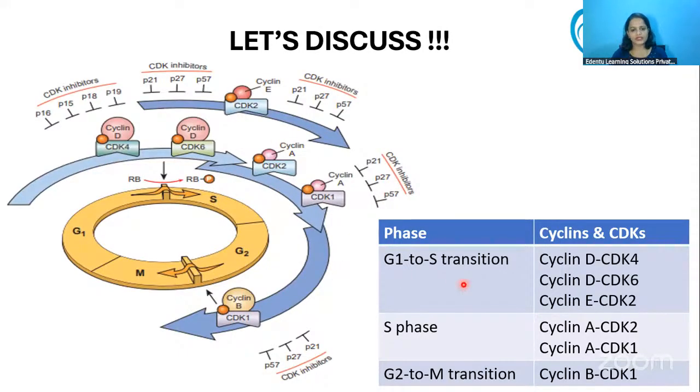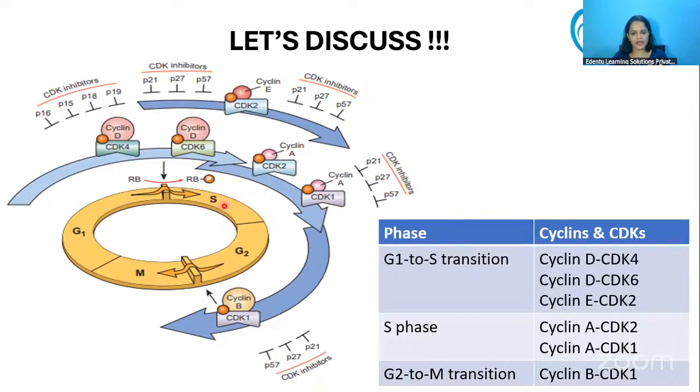So if you look at the G1 to S transition, the cyclins and the cyclin dependent kinases that are involved are cyclin D and CDK4, then cyclin D and CDK6, and then cyclin E and CDK2. If these three are there, the cell will move from G1 to S phase. I hope I'm making myself clear.